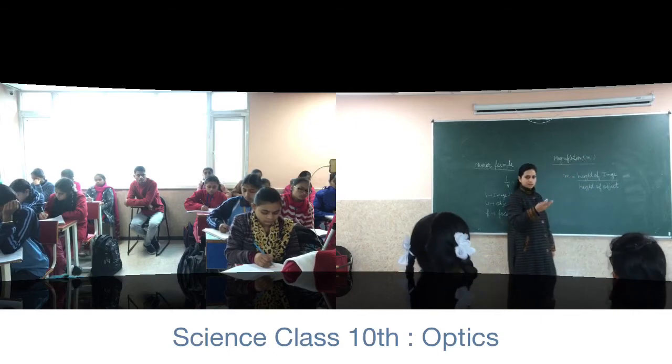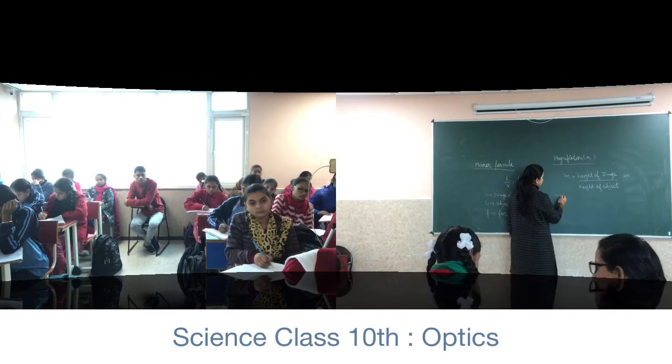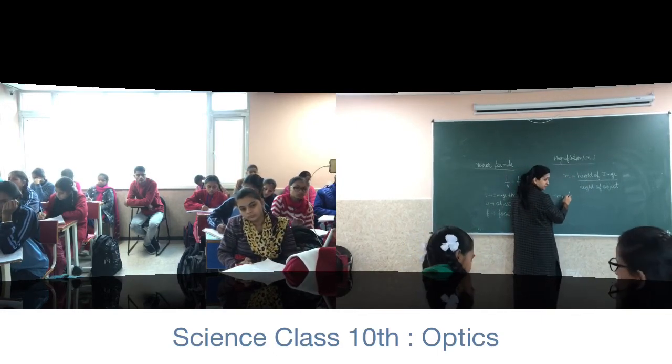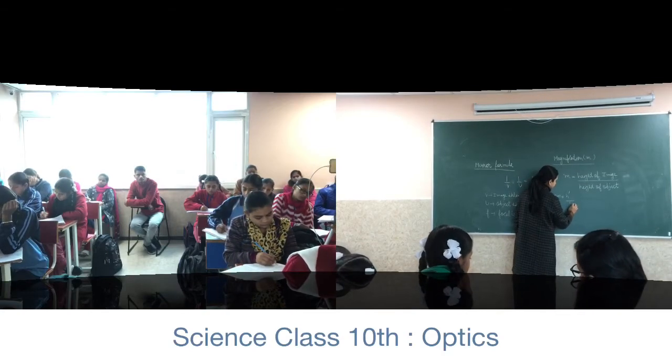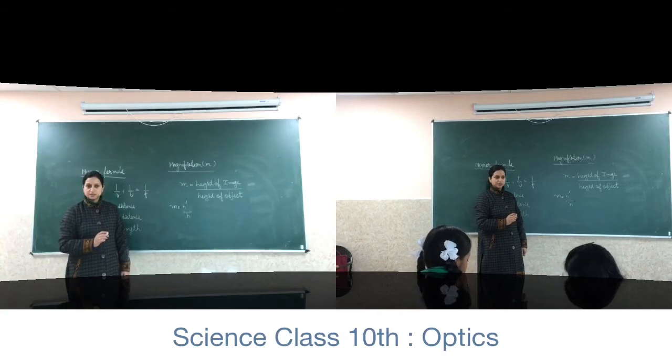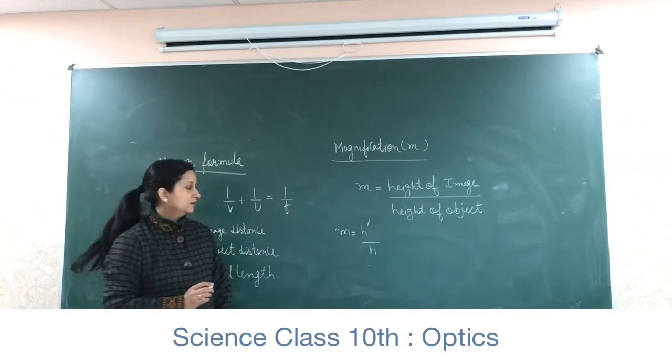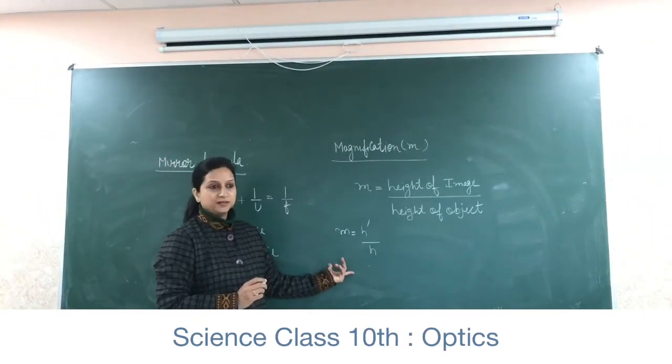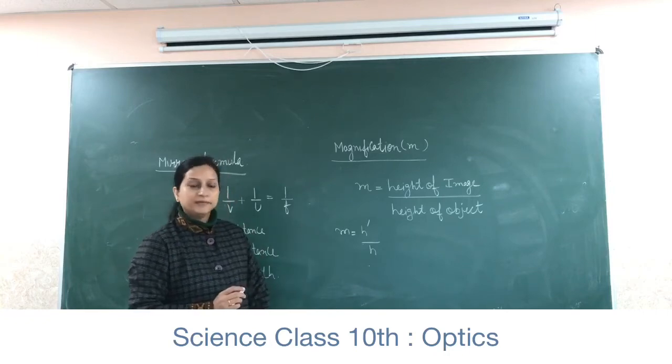Okay? And just now we have done that height of the image is represented by h dash and height of the object is represented by h. So this is how we find the magnification. Is that clear to everybody? Yes.